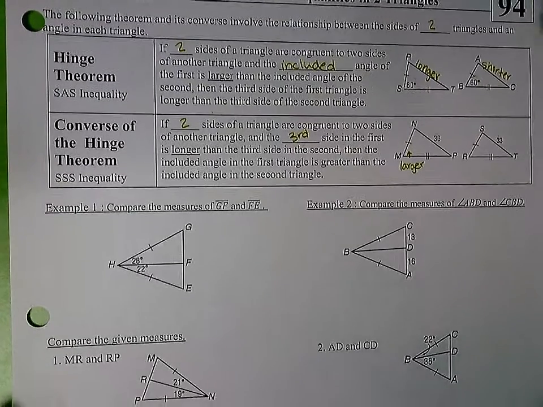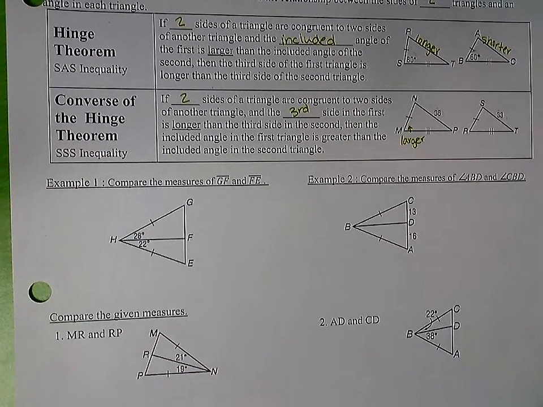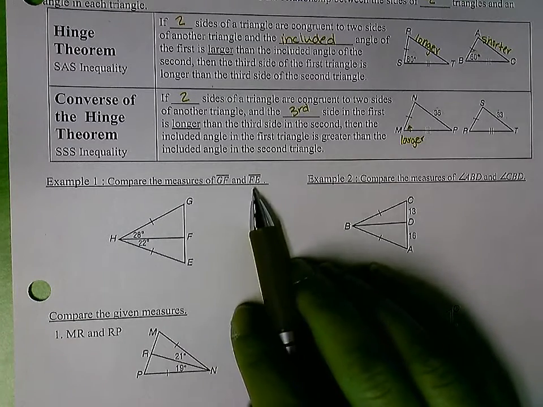So we're going to do a couple examples. Example 1, we want to compare the measures of side GF and FE.